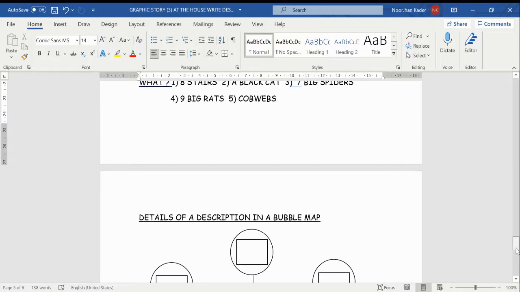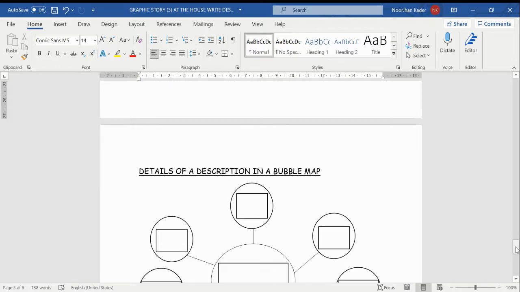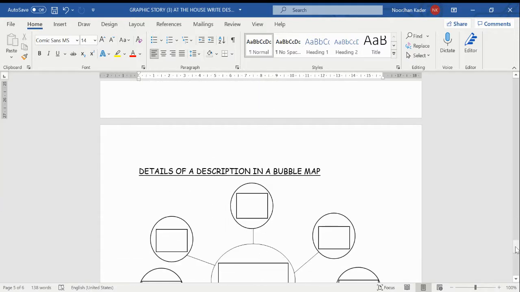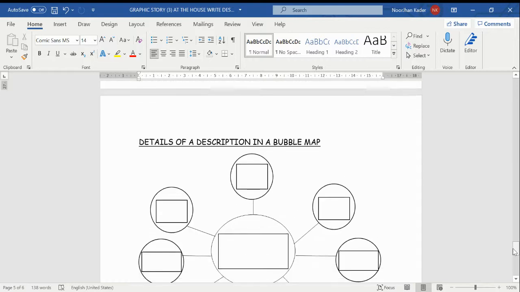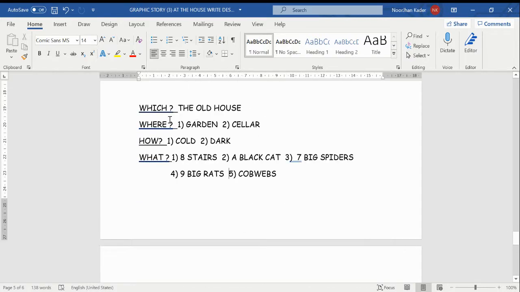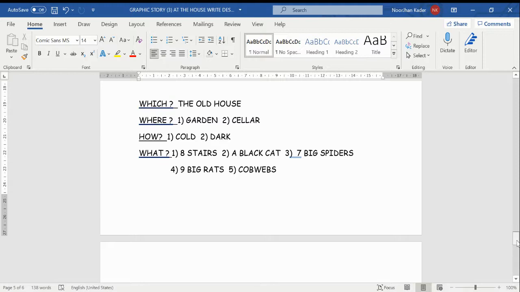Now we are going to the almost the last part, but not yet the last part, where we have to actually write the details of an old house which we already read here. We are going to write a description of the old house that we find in the graphic story. So first, we have to answer from here. We will start with the question which, to answer the first detail of the narrative.